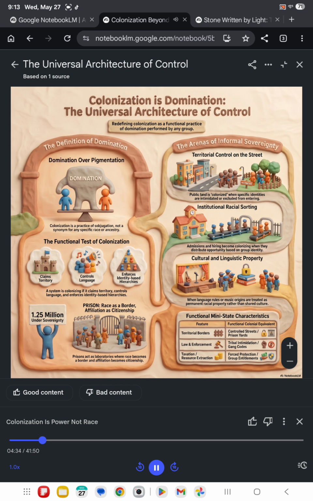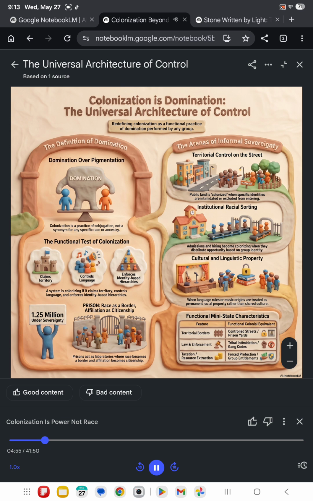What is the author trying to prove by anchoring us to Stanford and Merriam-Webster? Well, what's fascinating here is how the author uses these definitions to basically strip away the modern political narrative. By looking at Stanford, the text insists that the controlling category of colonization is domination. Not race. Exactly. The controlling category is not race.